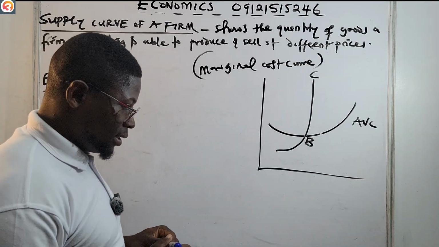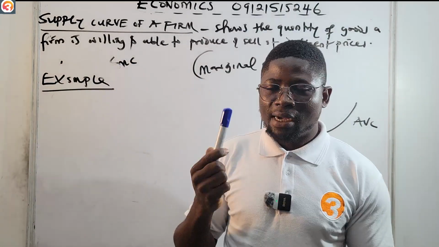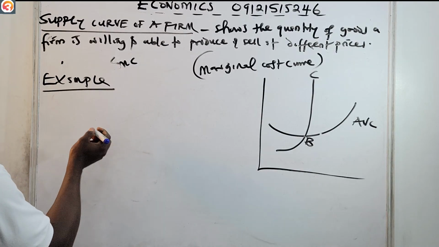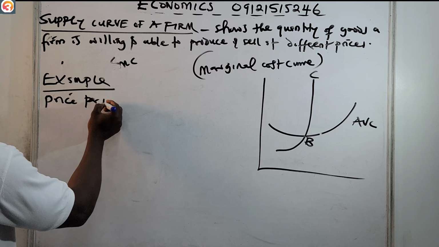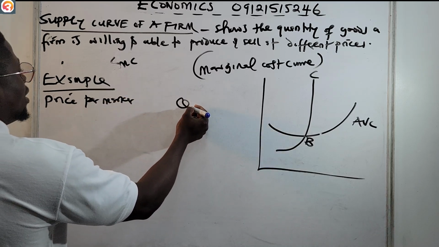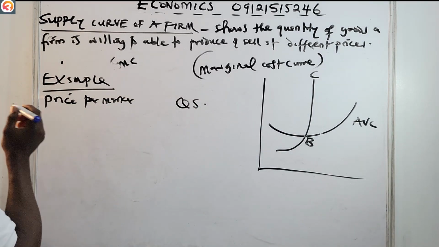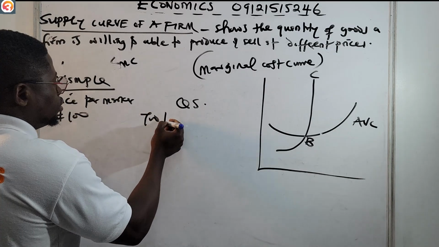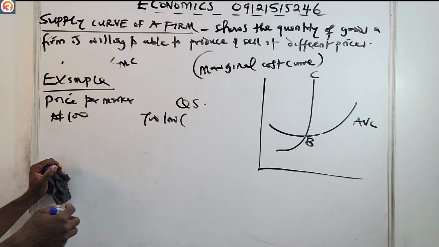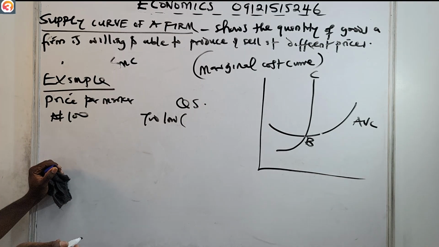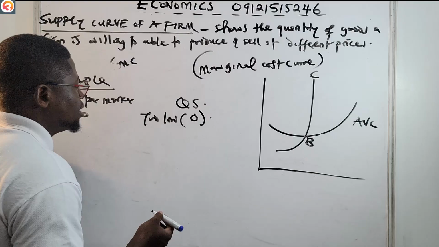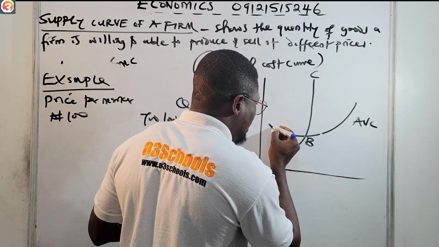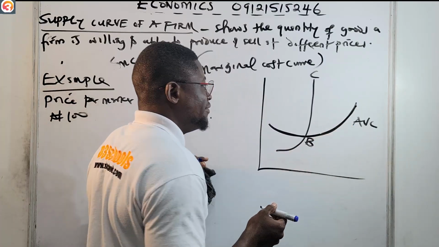Imagine a factory that produces markers, for example. Let's say we have price per marker here, and this part is quantity supplied. When the price of a marker was, for example, 100 naira, it was too low and could not cover the average variable cost. So zero quantity was supplied, because the price was below the average variable cost.